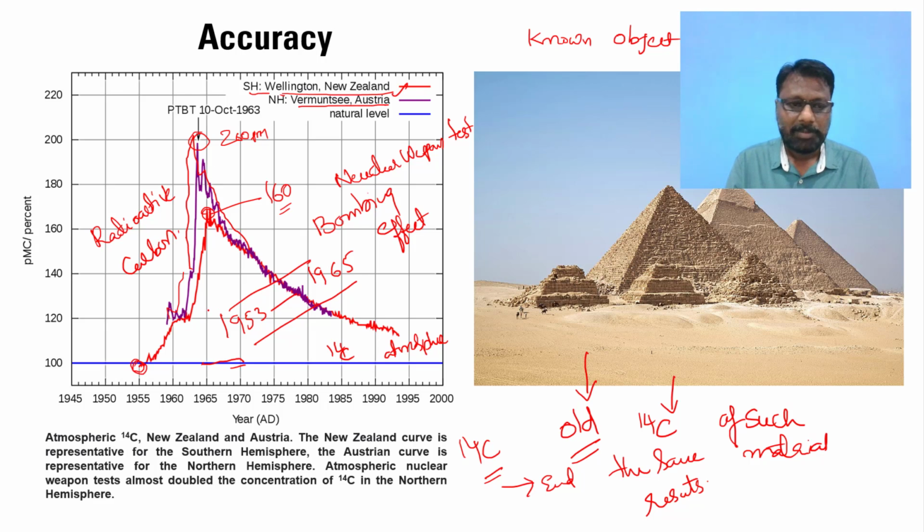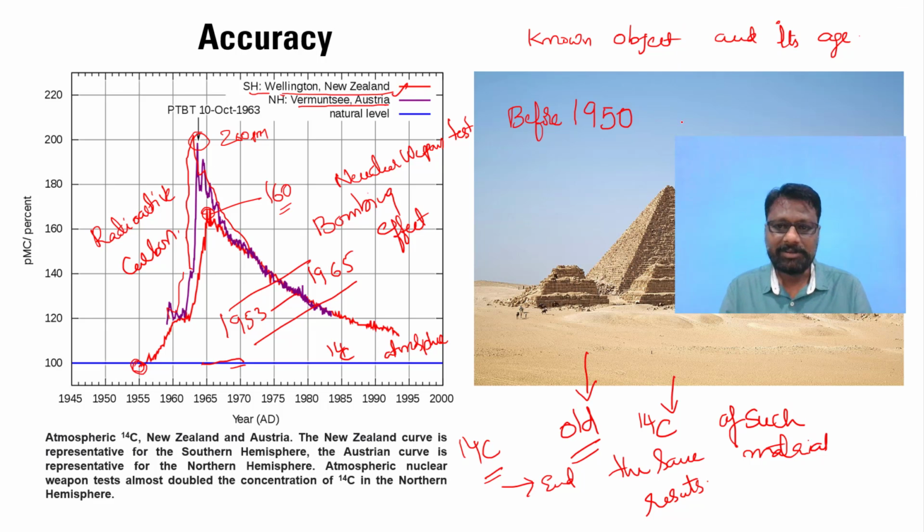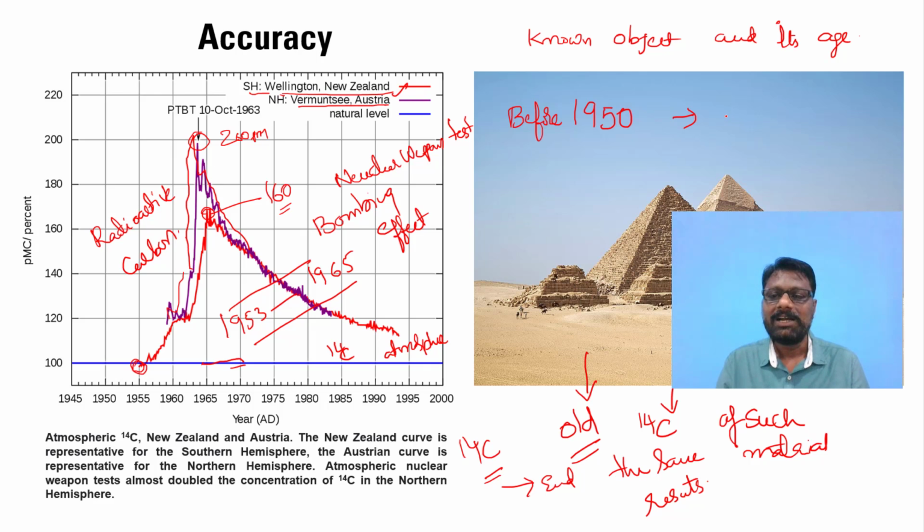Due to this, the accuracy can be tested on those objects which were fossilized before 1950. And if you test for the determination of age after 1950, due to the high level of radioactive carbon in the atmosphere, you may not end up with an accurate age.